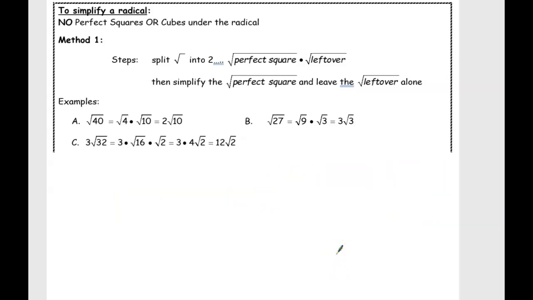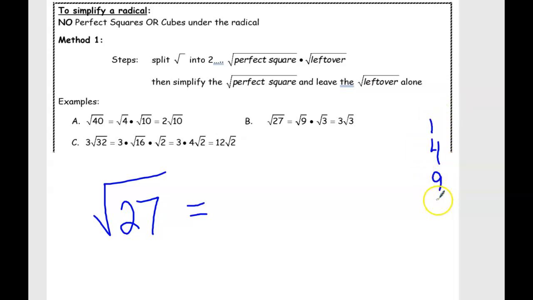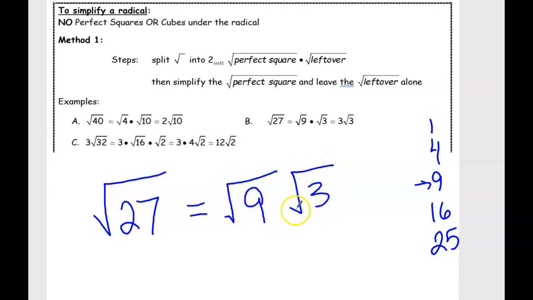If I looked at B, B is radical 27. I can represent 27 using the largest perfect square factor. Think of your perfect squares. You've got 1, 4, 9, and then 16 and 25. So I'm looking for my largest perfect square factor. In this case, it would be 9. So I can represent this as the square root of 9 times the square root of 3. Well, the square root of 9 is 3.